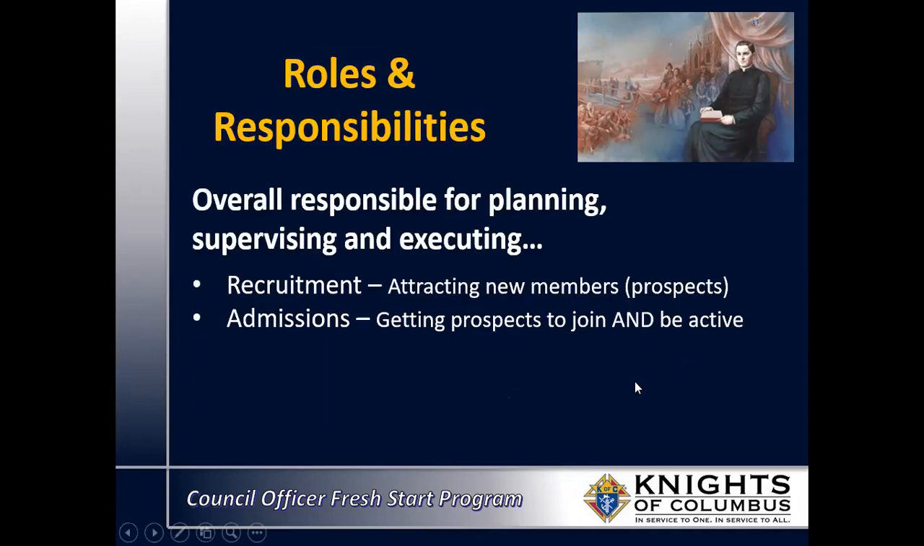So roles and responsibilities, as I said, the membership director really is in charge of recruiting and is also in charge of admissions to get people into the Knights of Columbus. So your job is to overall do the planning, supervising, and executing. Now, you don't actually have to do all the work, and that's very key because I think some membership directors get burnt out or feel all alone out there because they're the only ones doing recruiting and they're the only ones bringing in new members. And if that's the case for you, call out to your Grand Knight, call out to your council, and get some help because you're not supposed to have to do that all by yourself.